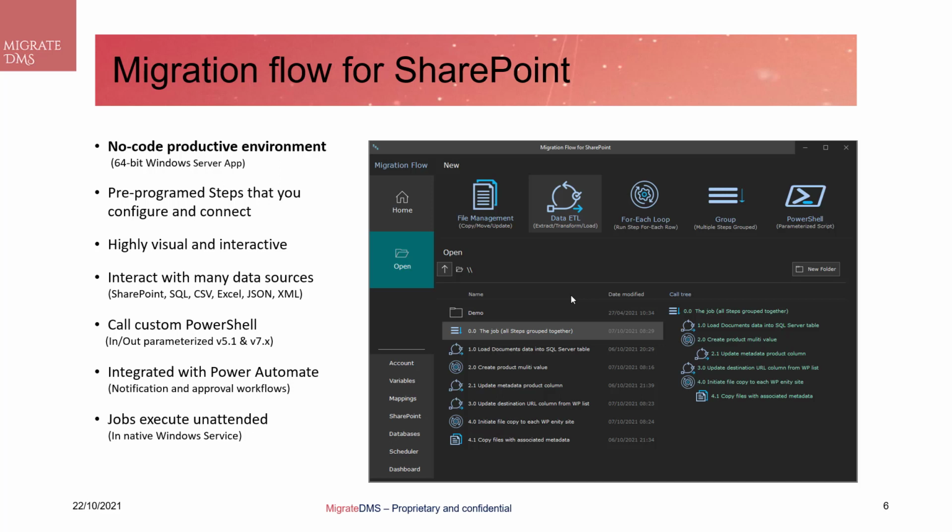You can interact with many data sources, like SharePoint lists and libraries, SQL servers, CSV files, Excel files, etc. You can even call custom PowerShell if you need that. It is fully integrated with Power Automate for notification and for approval workflows. The jobs that you create by connecting the different steps can execute unattended on the built-in job server that runs as a native Windows service.